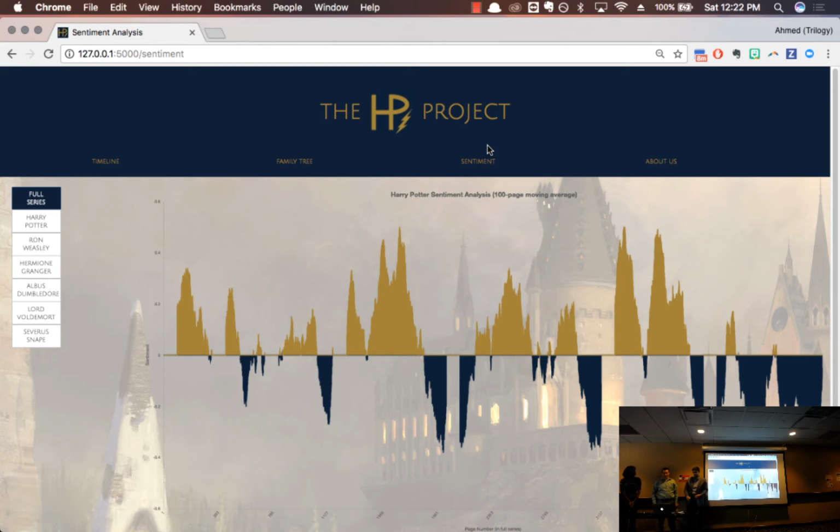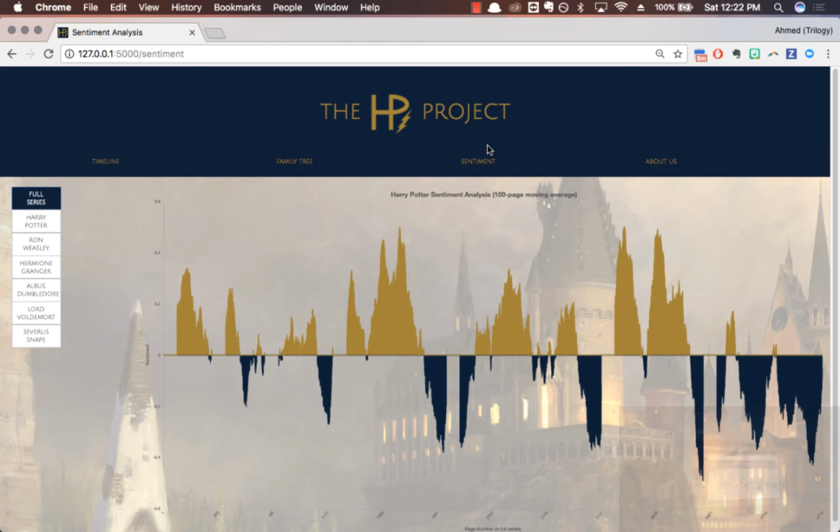Another data collection process that we went through is downloading the full text for all 7 books. And I went through and split that by page, so I was able to analyze the sentiment throughout the books by page.